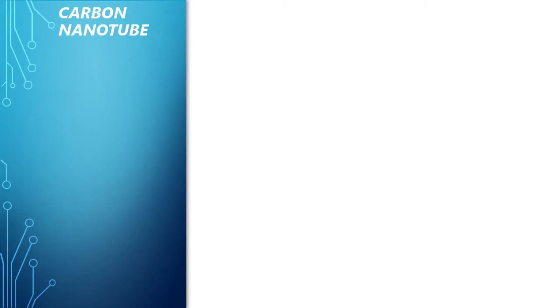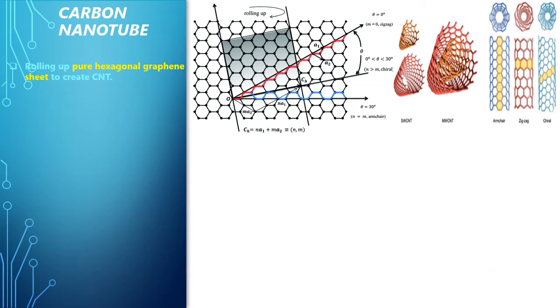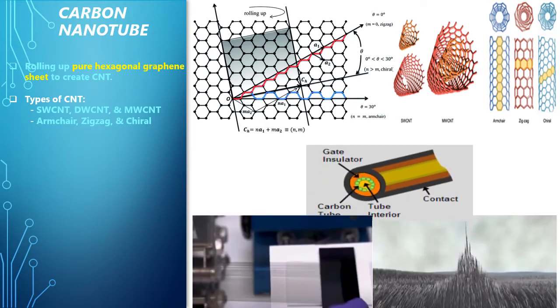More about carbon nanotube. Here we have a graphene sheet. If we roll it up, constructions of the carbon nanotube can be like these ones. There are several types of carbon nanotubes, such as the single-wall carbon nanotube, double-wall carbon nanotube, and multi-wall carbon nanotube. Upon changing the chirality angle, the chiral vector varies, which leads to the armchair, zigzag, and chiral CNTs.